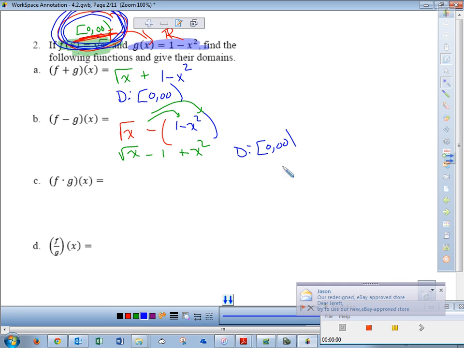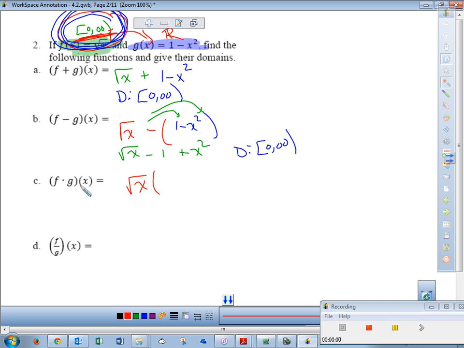Awesome. Multiply them together. I need to take f of x, which is the square root of x, times 1 minus x squared as a quantity. And that gets messy if you try to distribute that. You'd want to change this to a rational exponent. I'd say just leave it like that. You know, this is good enough. Only allowed to pick from this domain. Did I bring in any more denominators with an x in it or anything like that? I did not. So my domain is still from 0 to infinity.